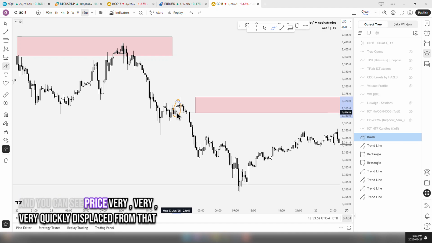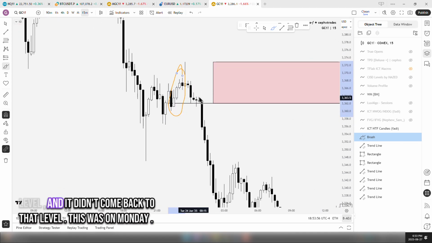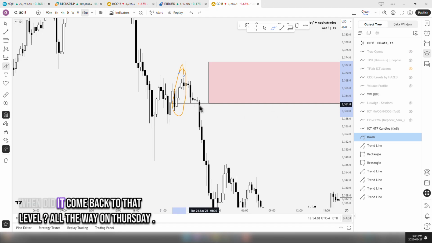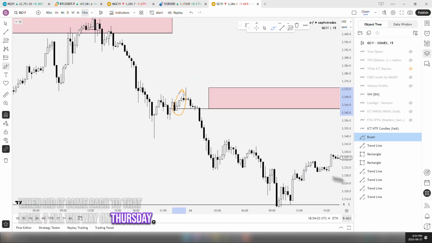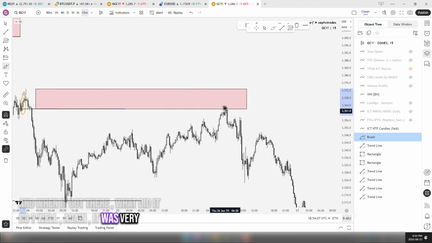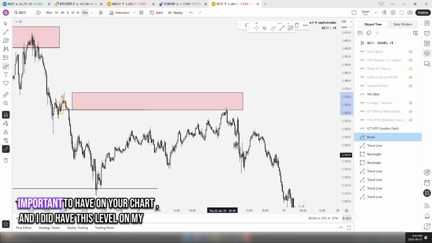And you can see price very, very quickly displaced from that level. And it didn't come back to that level. This was on Monday. When did it come back to that level? All the way on Thursday. And when it got there, what did it do? Well, again, it was very violent and it went lower. So you can see that these levels are important to have on your chart.